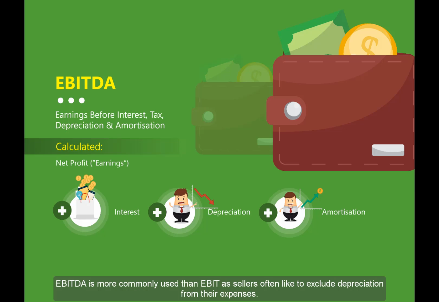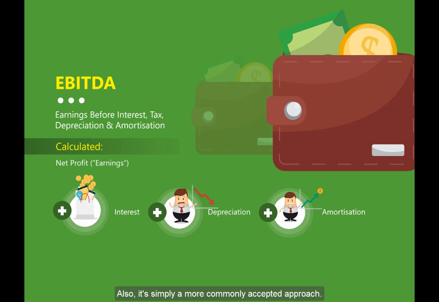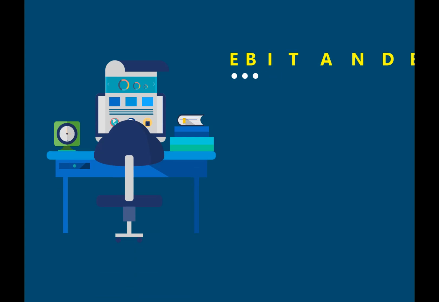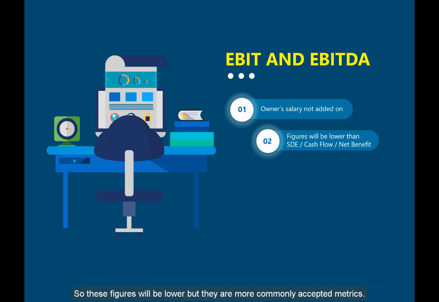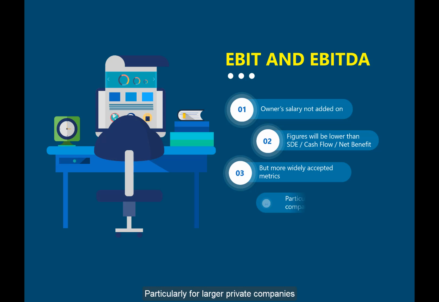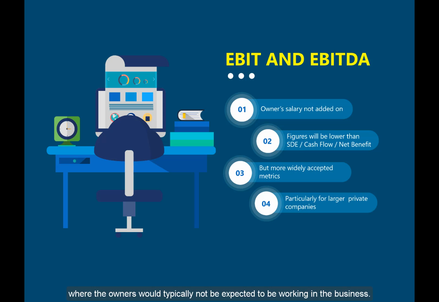EBITDA is more commonly used than EBIT since sellers often like to exclude depreciation from their expenses. Also, it's simply a more commonly accepted approach. With EBIT and EBITDA, the owner's salary and benefits are not added onto the net profit, so these figures will be lower, but they are more commonly accepted metrics, particularly for larger private companies, where the owners would typically not be expected to be working in the business.